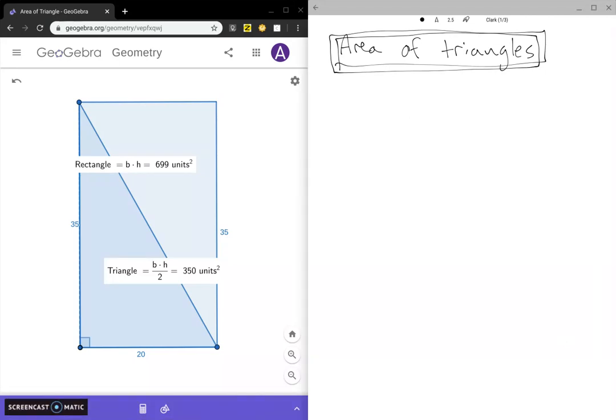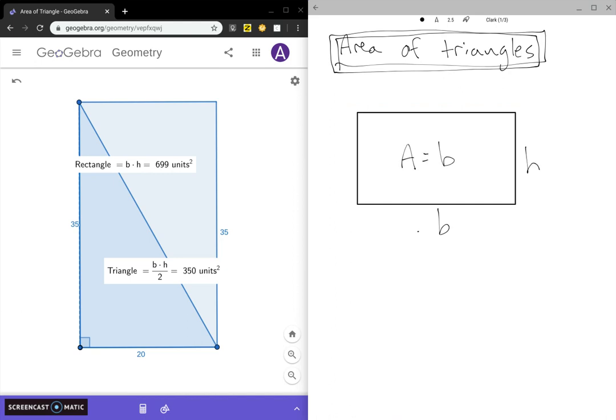I'm going to talk about area of triangles. But to start off, let's actually talk about rectangles. There's a nice connection between rectangles and triangles. All right, so area of a rectangle, base times the height. So area equals base times height.